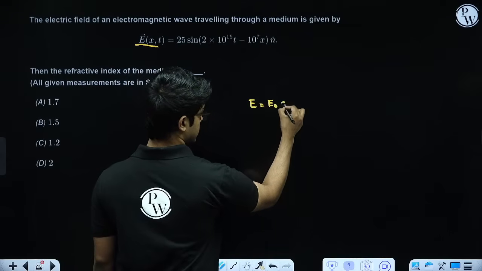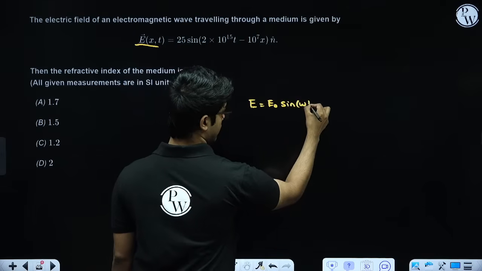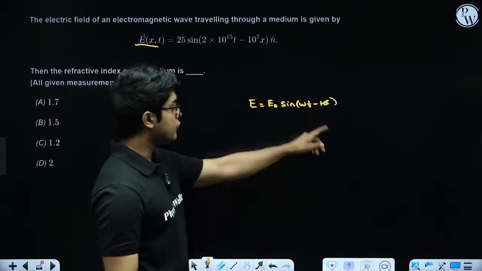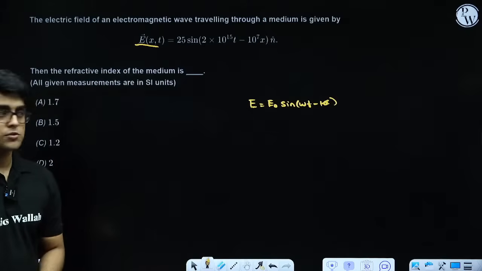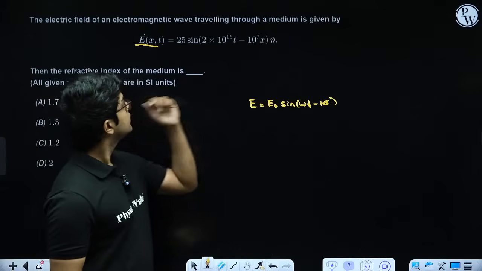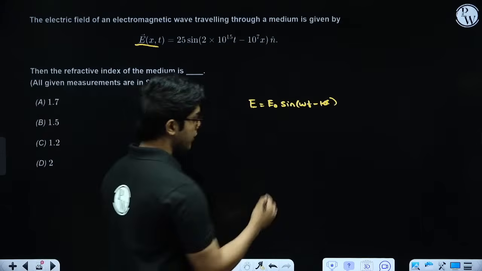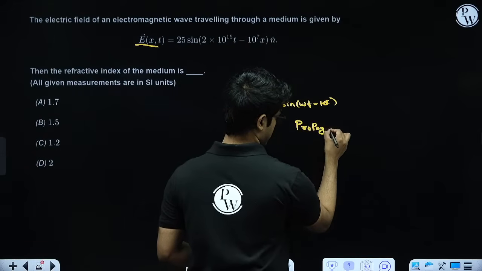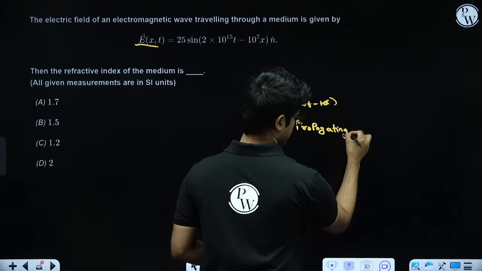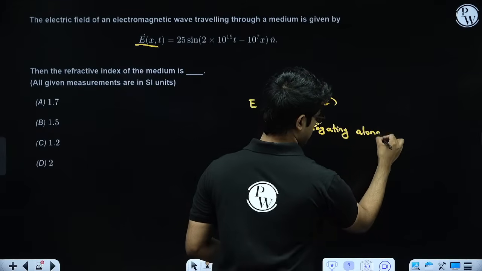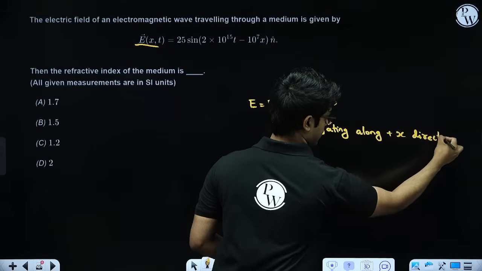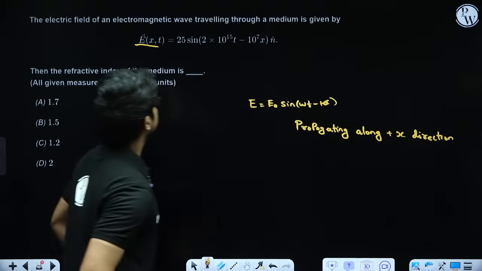E naught sine of omega t minus kx. So whenever you see omega t minus kx, this just means that the electromagnetic wave is propagating along the plus x direction. Alright, so that's the most important thing.